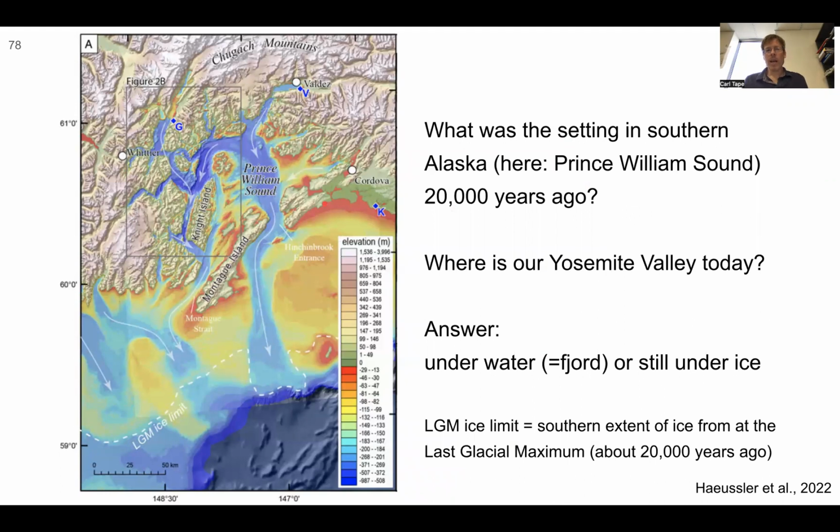So what was the setting in southern Alaska, in this case, Prince William Sound, 20,000 years ago? Where is our Yosemite Valley today? And the way to think of that is, well, it's either underwater or it's still under ice. We have lots of ice and ice sheets and valleys filled with glaciers on land, but the ones we're most interested in for the sake of the 1964 earthquake is looking at this picture. And this is showing the detailed bathymetry. So this is the coastline. Red would be very shallow water, and this would be the deep offshore, a couple kilometers deep seafloor. And then this would be the continental shelf.